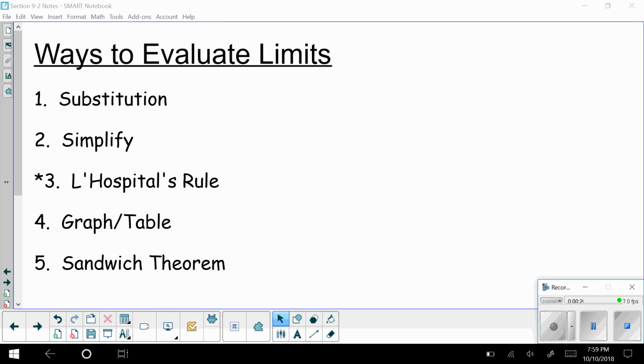We had talked about using a graph or table and the sandwich theorem, but the one I put in the list and then put an asterisk by and said we'll have to come back to it is something called L'Hopital's Rule. And now's the chance for us to come back to it. The reason for this is we had to learn our derivative shortcuts in order for this rule to be easy to use.